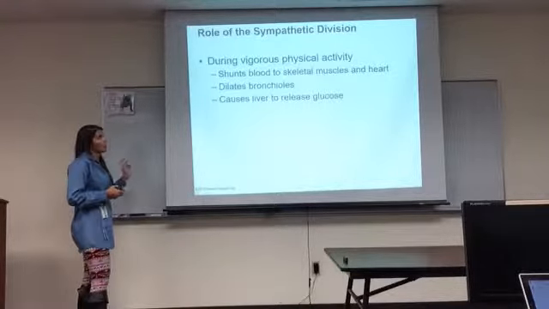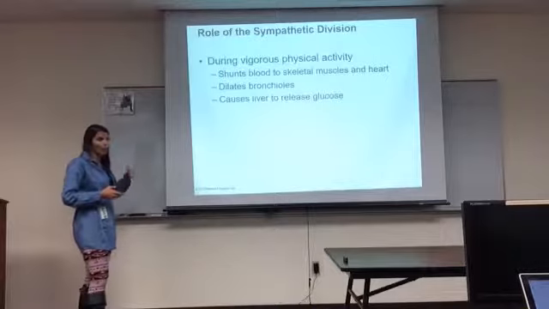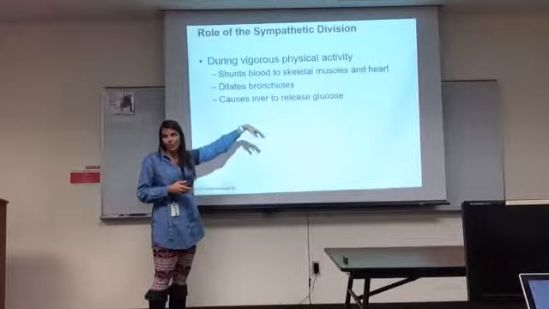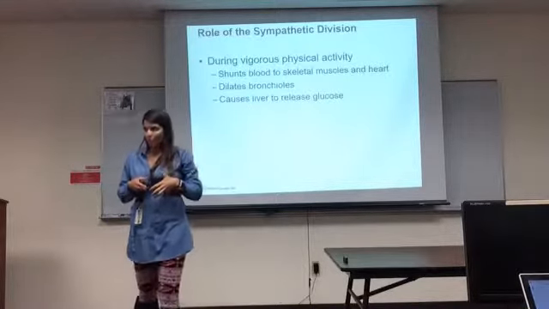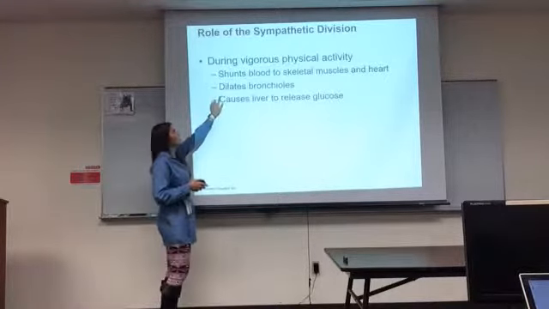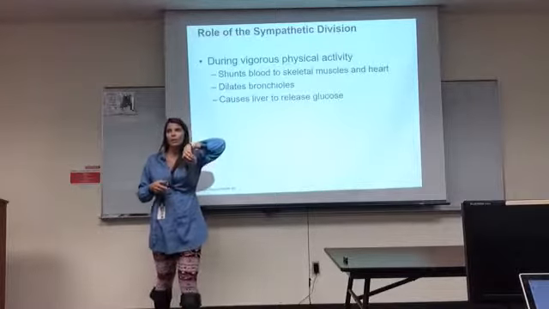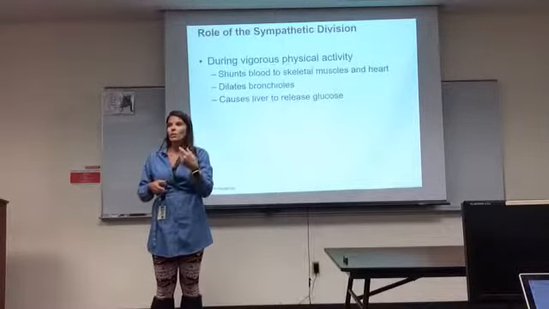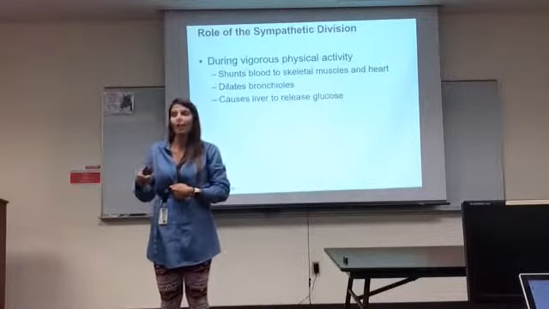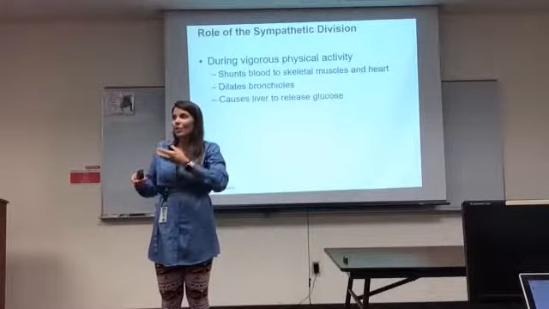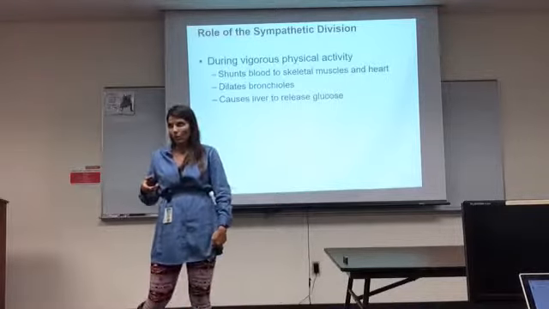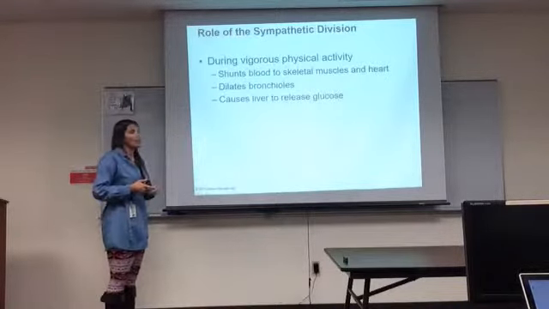Sympathetic activation during vigorous physical activity. So you're working out, you're mowing the lawn, you're doing something. Blood is shunted from your skeletal muscles, and it goes to your core, your vital organs, your lungs, and your heart. Your bronchioles dilate. What does dilate mean? Get bigger. Bronchioles get air to your lungs. So during sympathetic activation, when you're scared, your bronchioles dilate so you can increase the amount of oxygen you're bringing in, which increases the oxygen that's sent to your tissues. Okay? And it also causes your liver to release glucose.